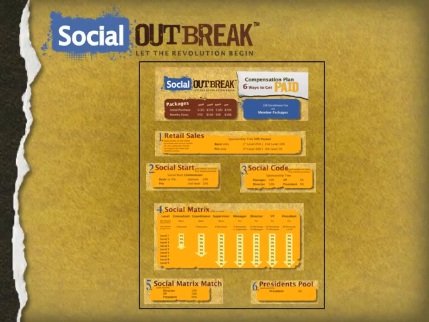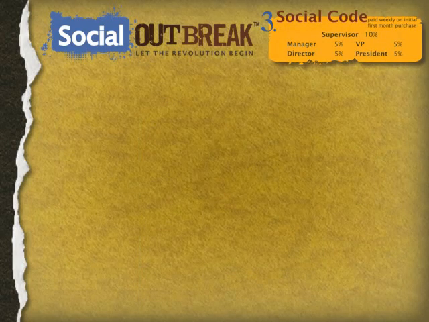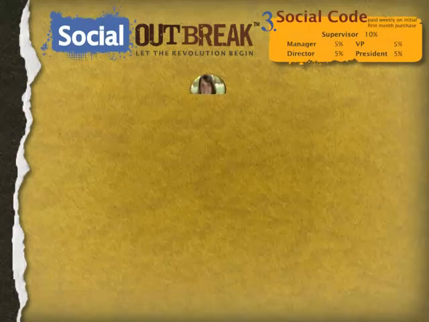Okay, now we're going to look at section number 3, which is the social code commission. The social code says that an additional 30% commission will be paid on each initial order through the sponsorship tree. Now, to understand sponsorship trees, we need to show you the following example.